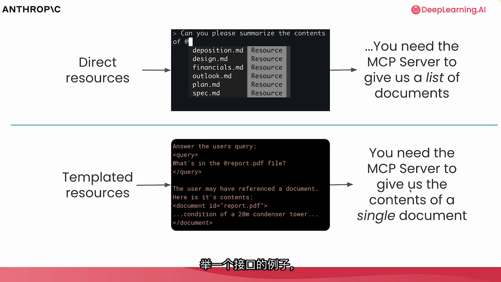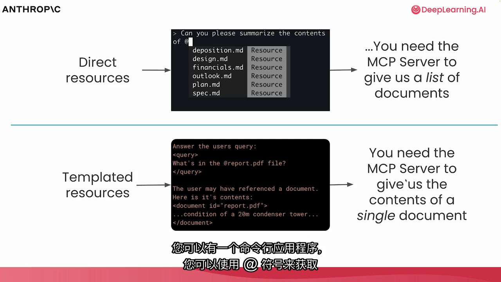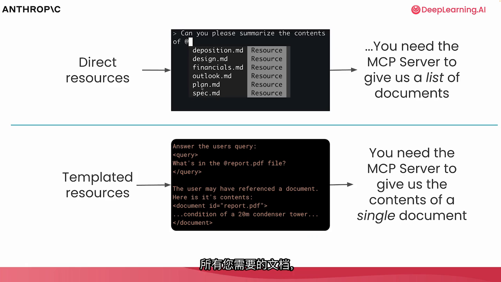To give you an example of what an interface might look like with a resource, you can have a command line application where you use an @ to then fetch all the documents that you need, or for a templated resource, you can reference it directly and inject that into a prompt or request that's coming in. With resources, we don't need tools to fetch the data that we need. The server simply sends the data back to the client, and the application chooses to use that data or not.